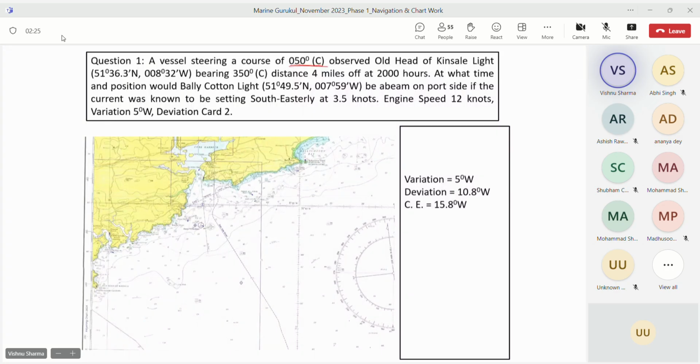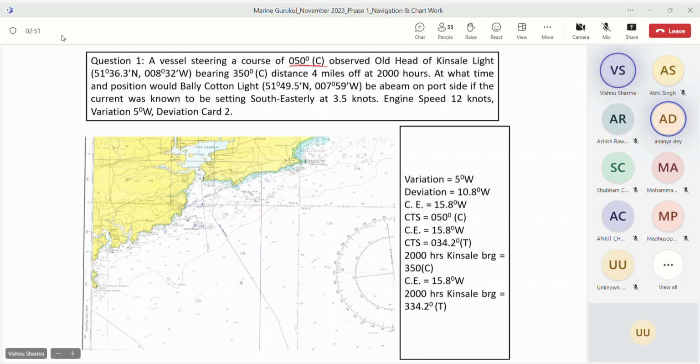I'm asking what is the true bearing of Kinsale. My question was anyway, good, you have corrected that. Now, I was asking you the true bearing of Kinsale. 334, sir. 334. Very good. It is 334. Old Head of Kinsale, 350 degrees compass. Compass error, 15.8 degrees west. True bearing, 334.2 degrees true.